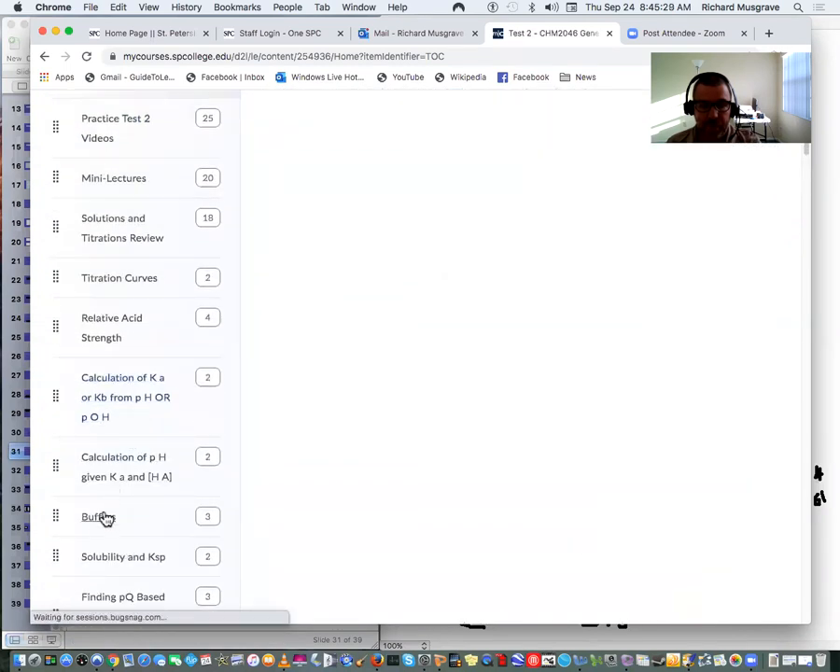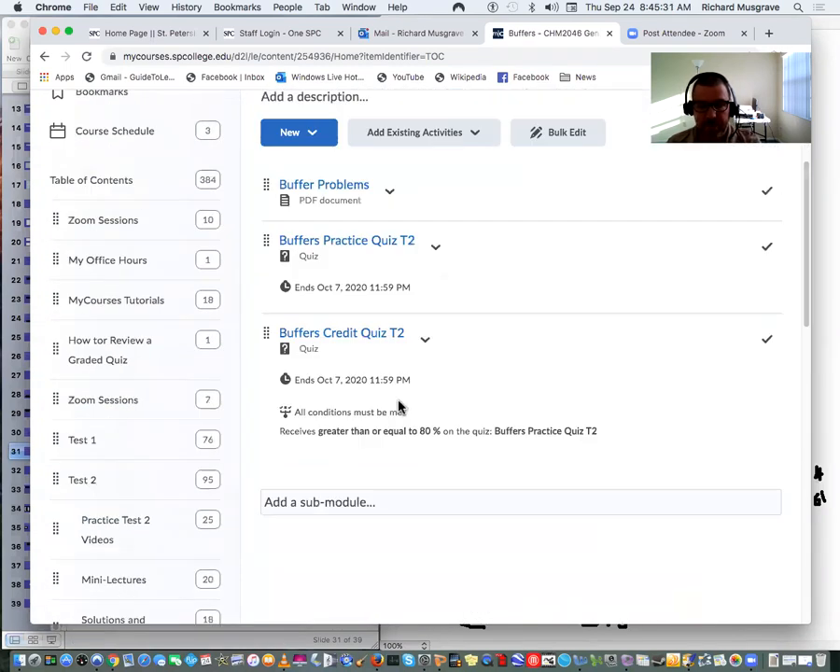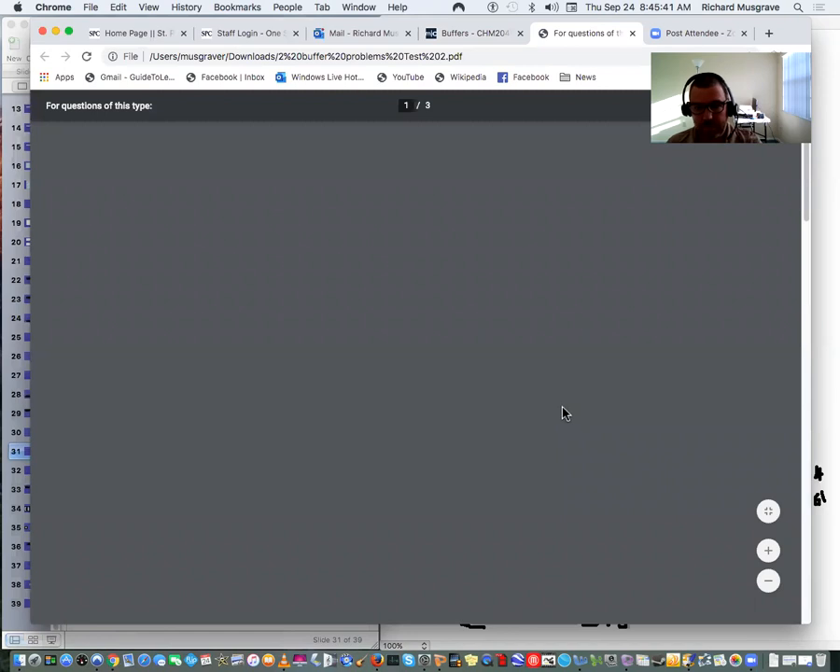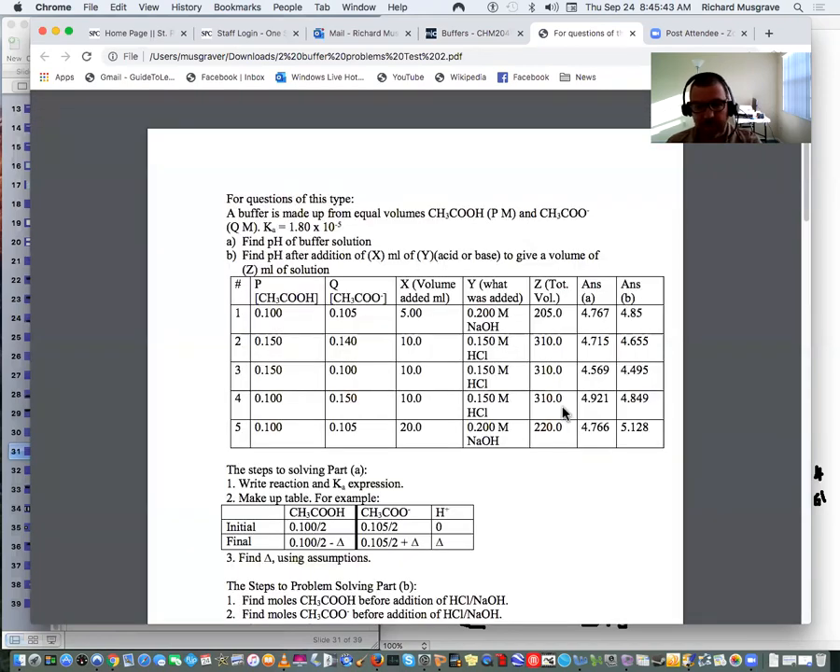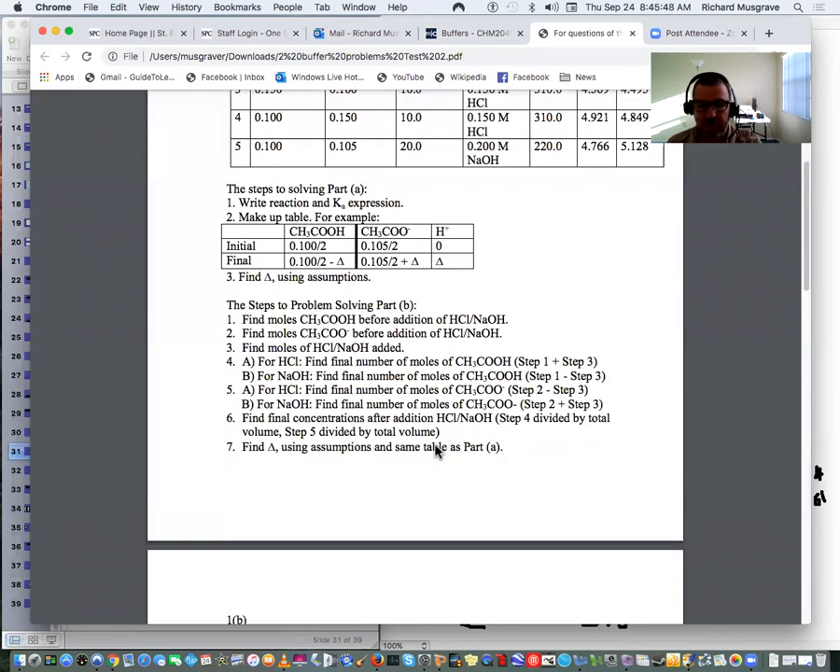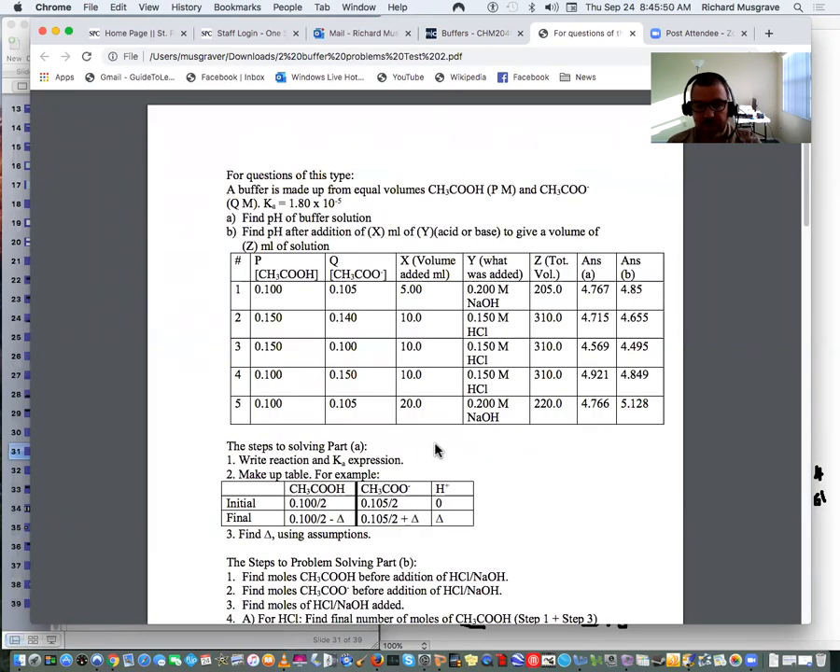In the buffer folder, I have a document called Buffer Problems, which I'll download here. And what it's got is 2 worked examples. The first one is the one we've already done. It goes through and shows you the same working as what we just did for question number 1 here.